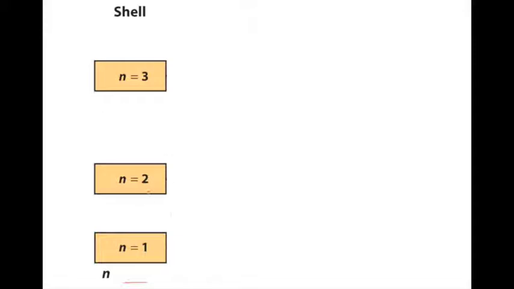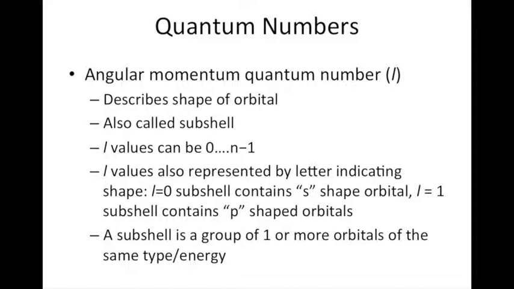Now put this in here because we're going to build on this figure as we move along. So let's take a look at our second quantum number called the angular momentum quantum number, abbreviated as L. This describes the shape of an orbital. Again, an orbital is a region of space where an electron is likely to be found.